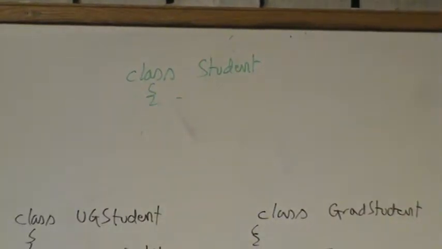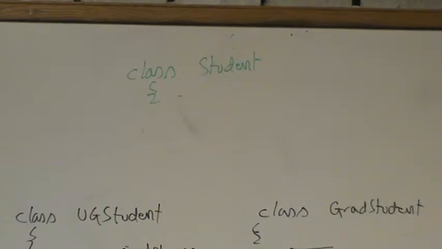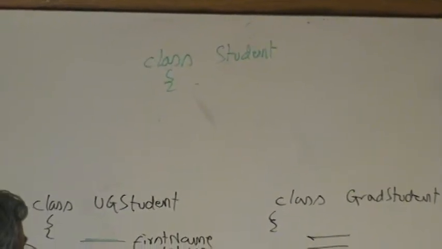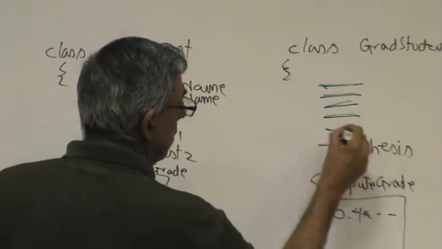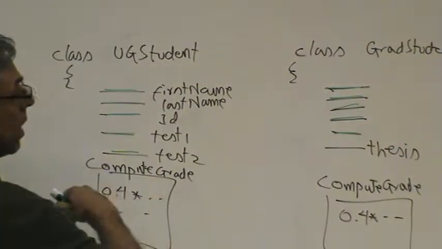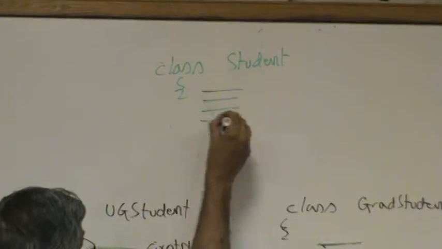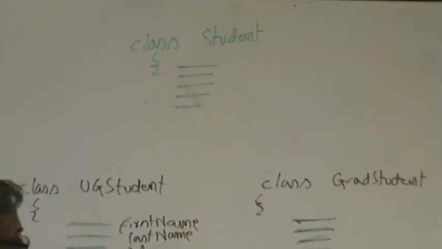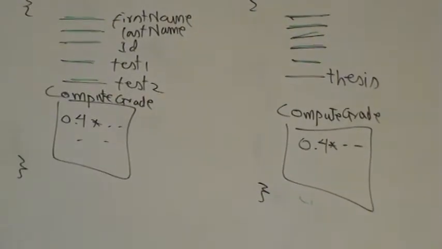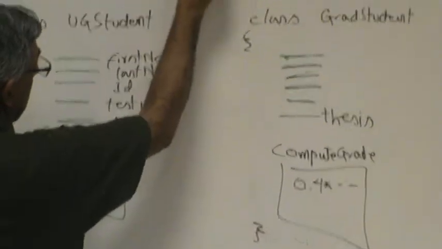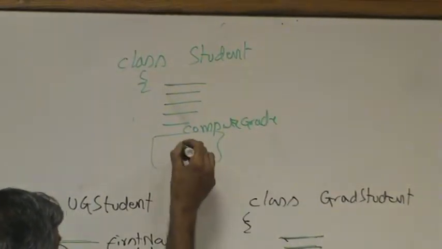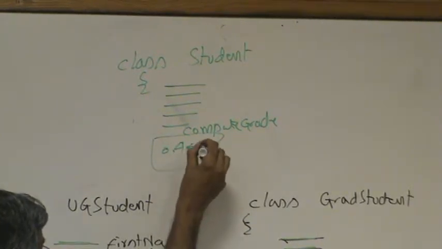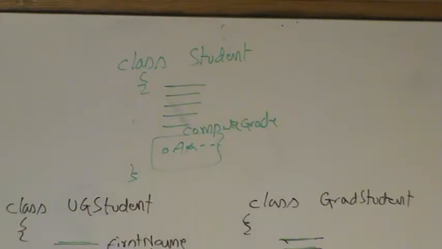What are the common things over here? The first 5 fields, right? So let me mark those. Those were the common. So I'll put them in the same color, but thesis is not common. So 5 fields, okay? Is the compute grade the same? Yes. So you will also put the compute grade over here, okay? With 0.4 times whatever code, right?